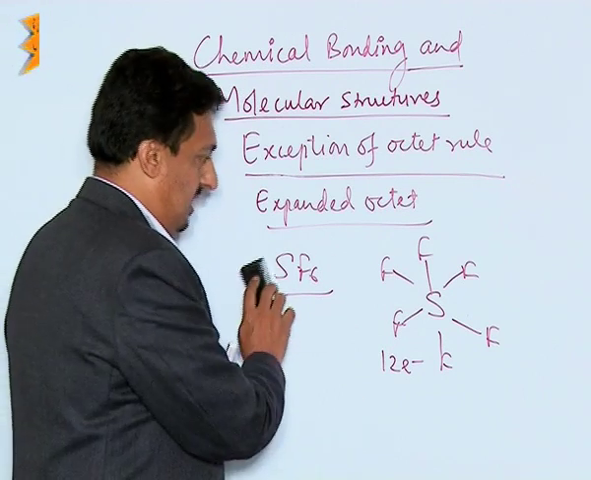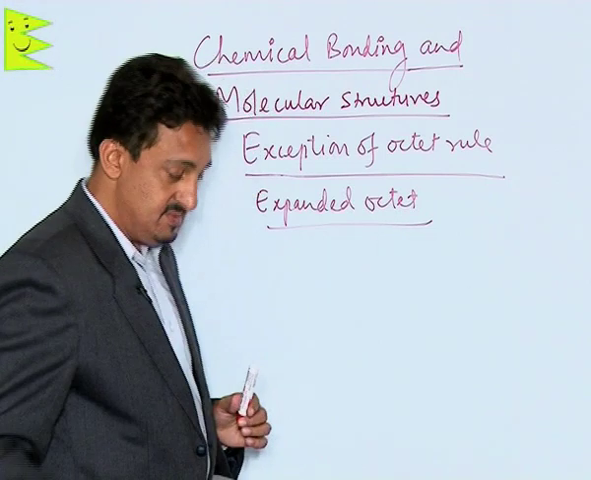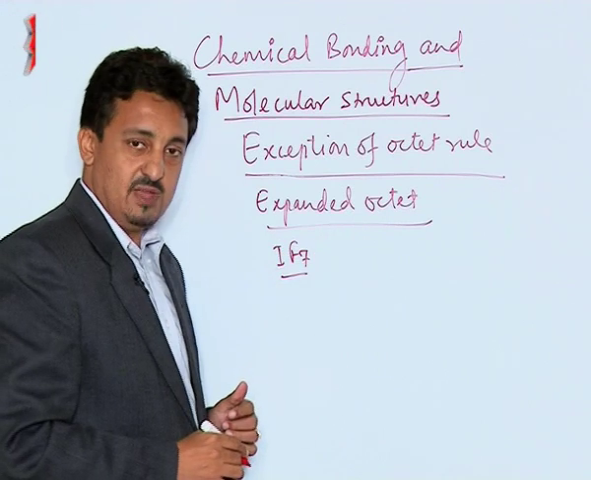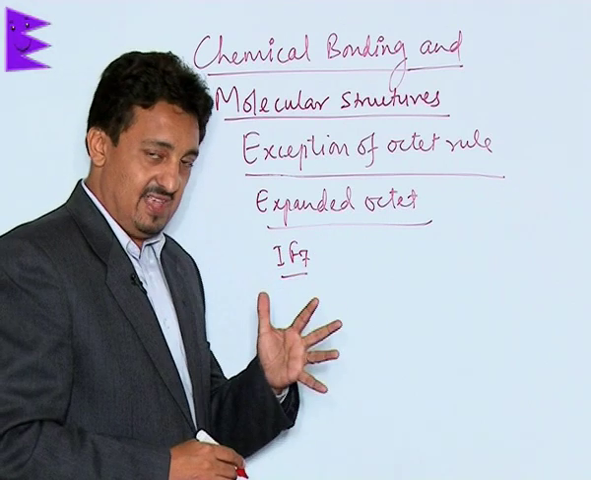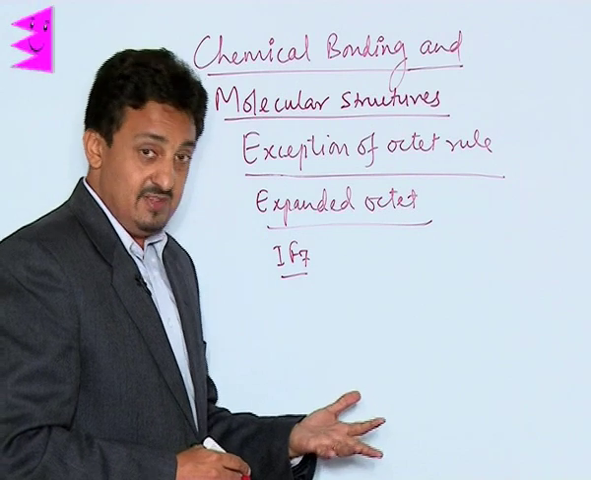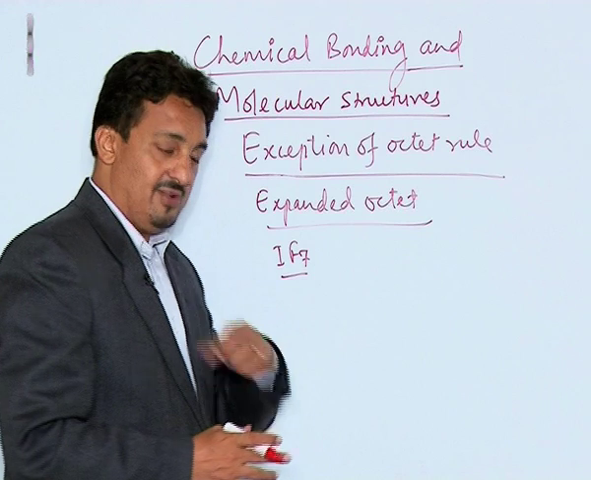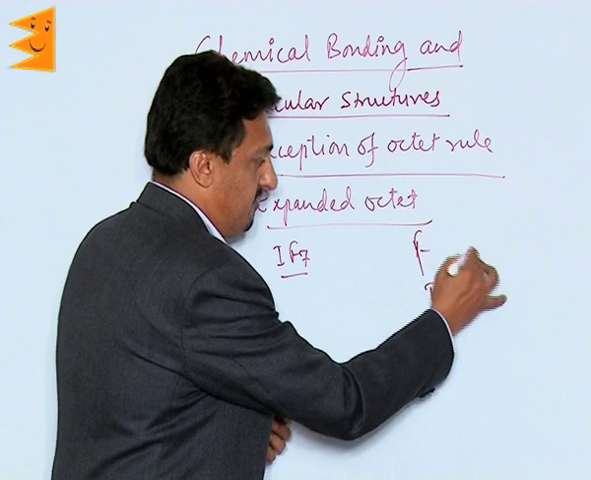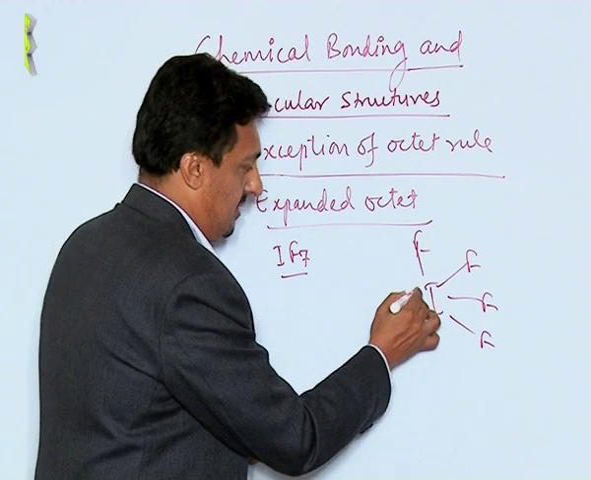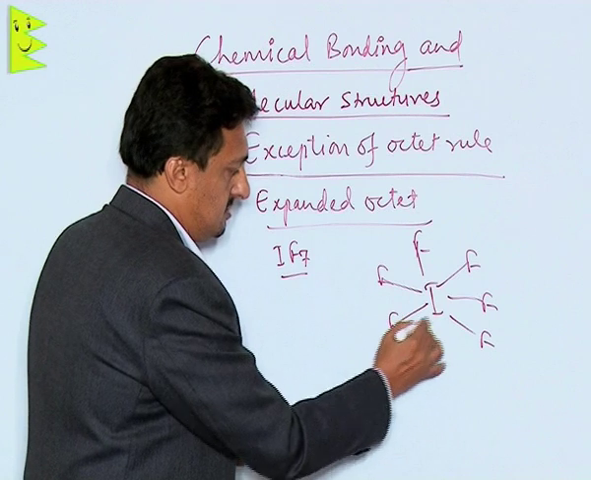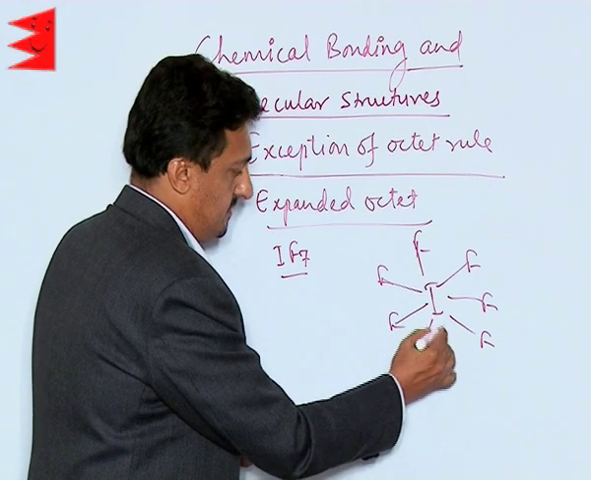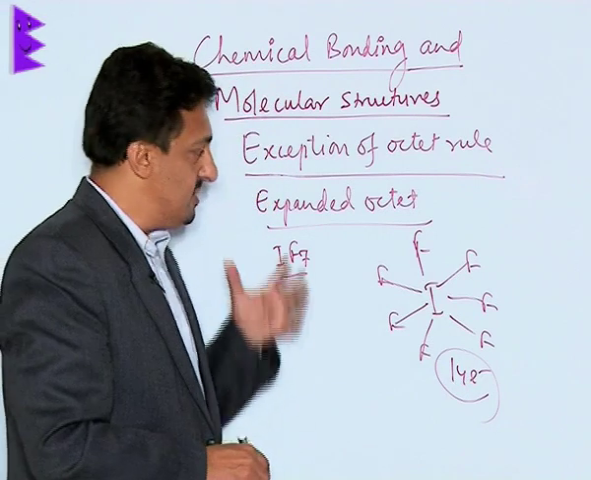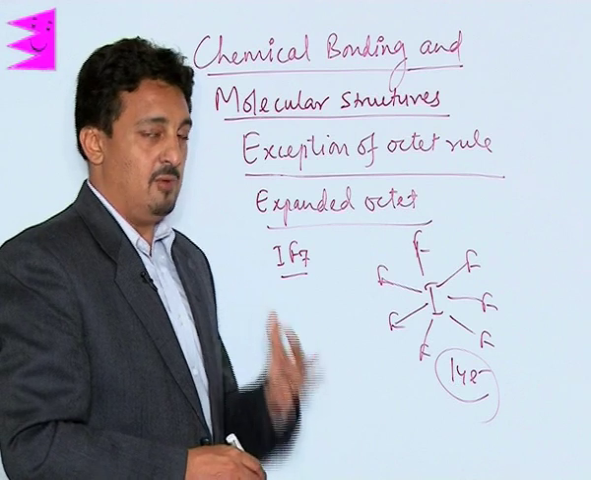Let us take another example. Let us take example of IF7, iodine heptafluoride. Iodine has 7 valence electrons. It's belonging to 17th group. So all its 7 electrons are shared with 7 fluorine atoms. So that is how iodine is having 7 bonds around it. It's like this. So iodine is having 14 electrons. So these all are the expanded octet molecular species.